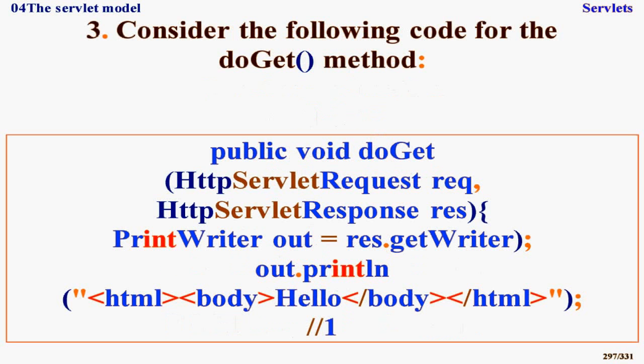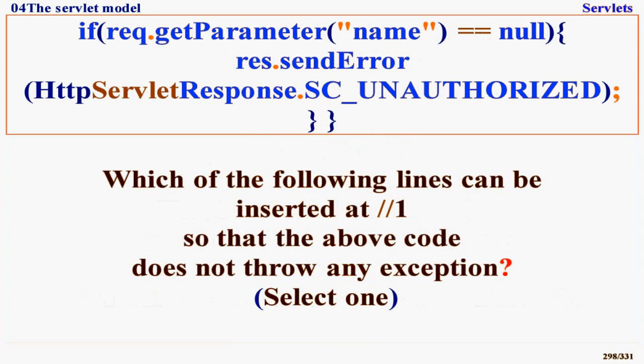3. Consider the following code for the doGet method. public void doGet(HttpServletRequest req, HttpServletResponse res) { PrintWriter out = res.getWriter(); out.println("<HTML><BODY>Hello</BODY></HTML>"); 1 if (req.getParameterNames() == null) res.sendError(HttpServletResponse.SC_UNAUTHORIZED); }. Which of the following lines can be inserted at 1 so that the above code does not throw any exception? Select 1.